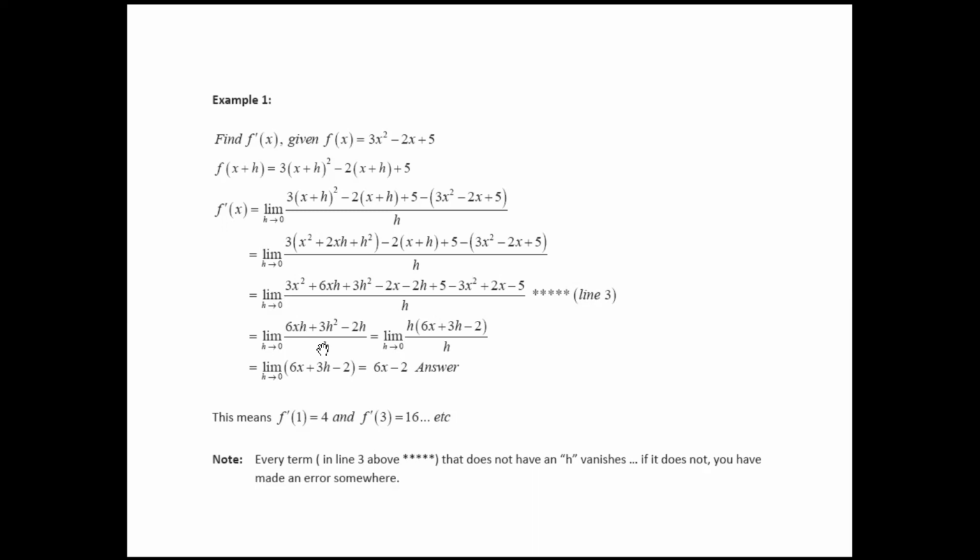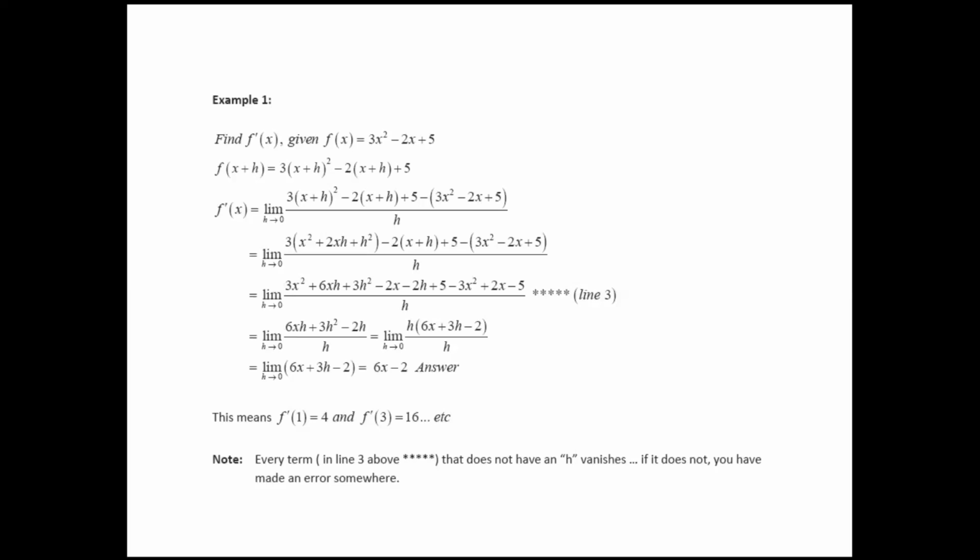Now, I can factor out from this an h. That's a common factor, leaving me with 6x plus 3h minus 2, all over h still. Now remember, h never reaches 0, just very close to 0, so I can cancel these h's out, leaving me with just 6x plus 3h minus 2. Now substitute in for h 0, and I get 6x minus 2. And that's the slope.